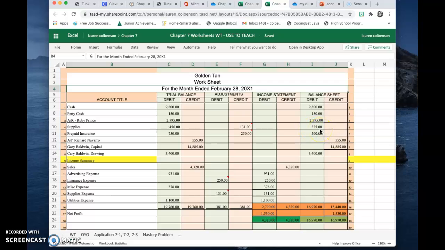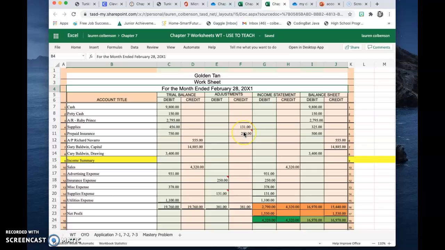and you can see our new balance that would be moved over here is the amount on hand of $325. Now we need to do the same thing for our prepaid insurance. It says the value of our prepaid insurance is now $500. So to get it from $750 to $500, we would have to credit it $250.